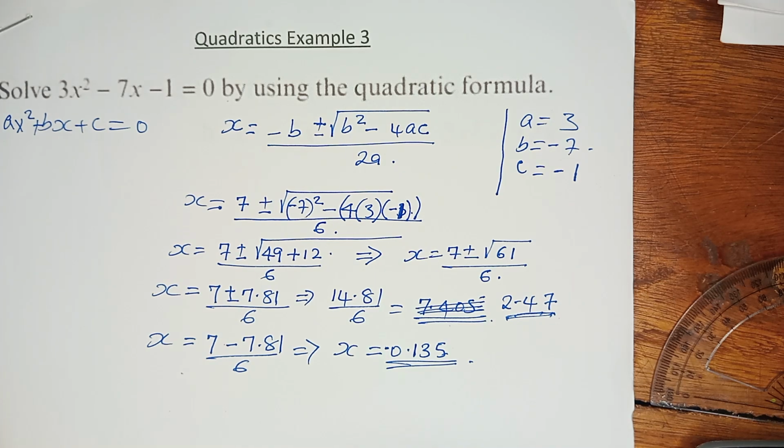So the possible values of x are, in this case, x is equal to 2.47 or x is equal to negative 0.135. And that is what we have as solutions.